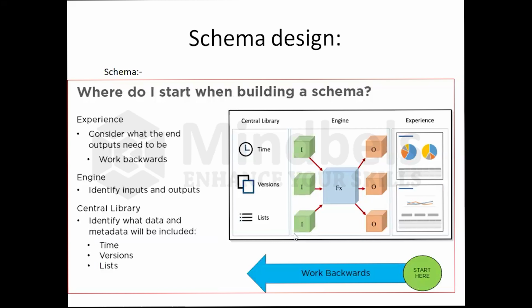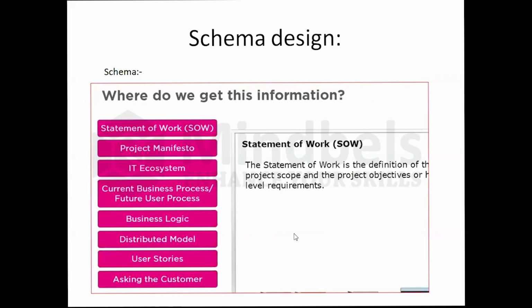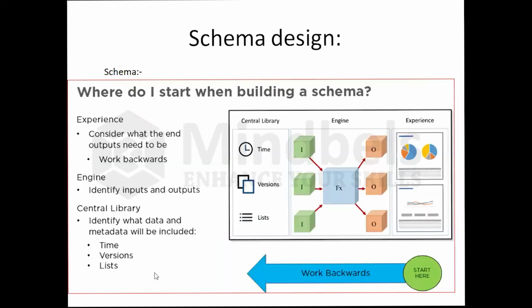Similarly, all these things are like IT ecosystem, project manifesto, current business process, future user process, business logic, distributed model, user story, asking the customer. All these steps you will go through whenever any project is going on. Mainly high level stakeholders will go through them, like managers, delivery managers. And the build team will start from where the model schema is ready. So where do I start when building a schema?